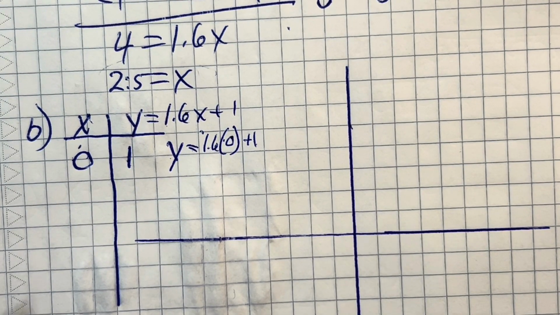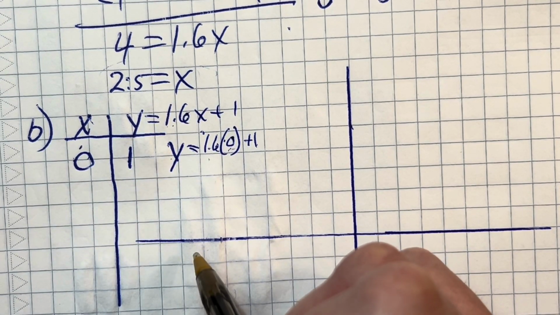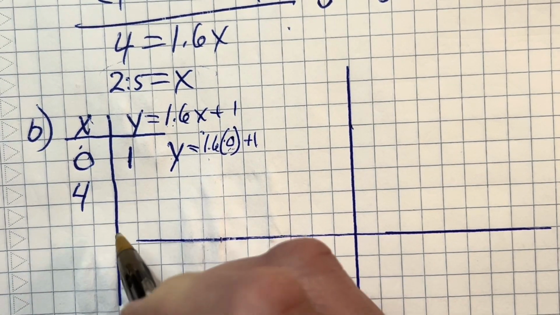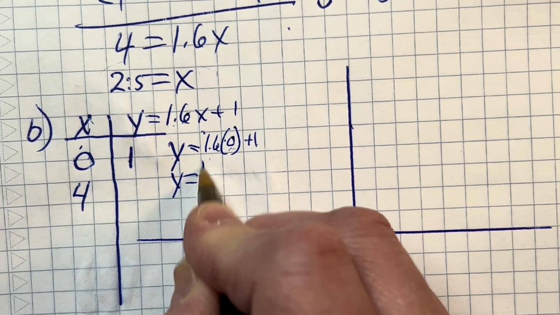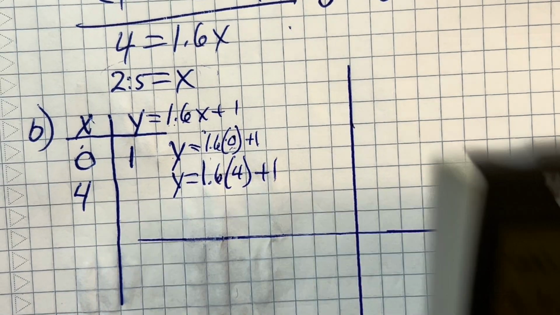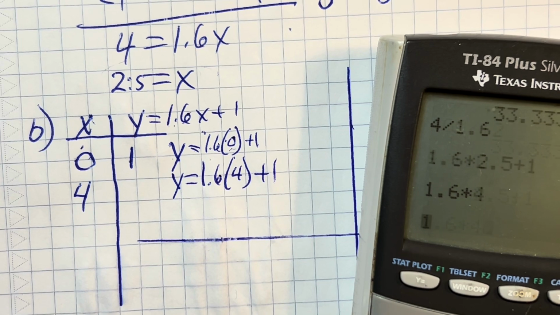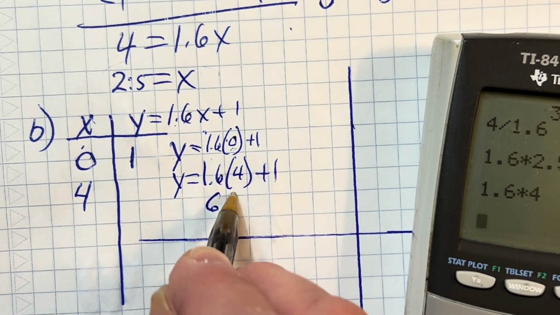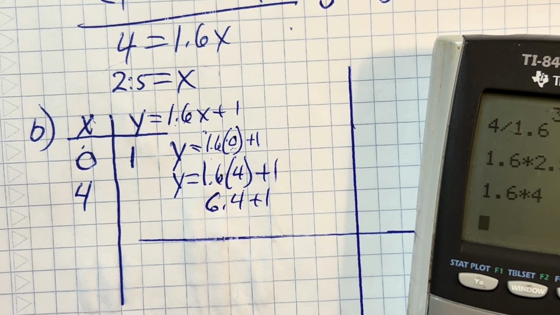Then let's go on with some others. It might be easiest to pick some numbers that would multiply nicely with 1.6, like, let's say 4. Put 4 in this equation. y equals 1.6 times 4 plus 1. 1.6 times 4 is 6.4, plus 1 is 7.4.